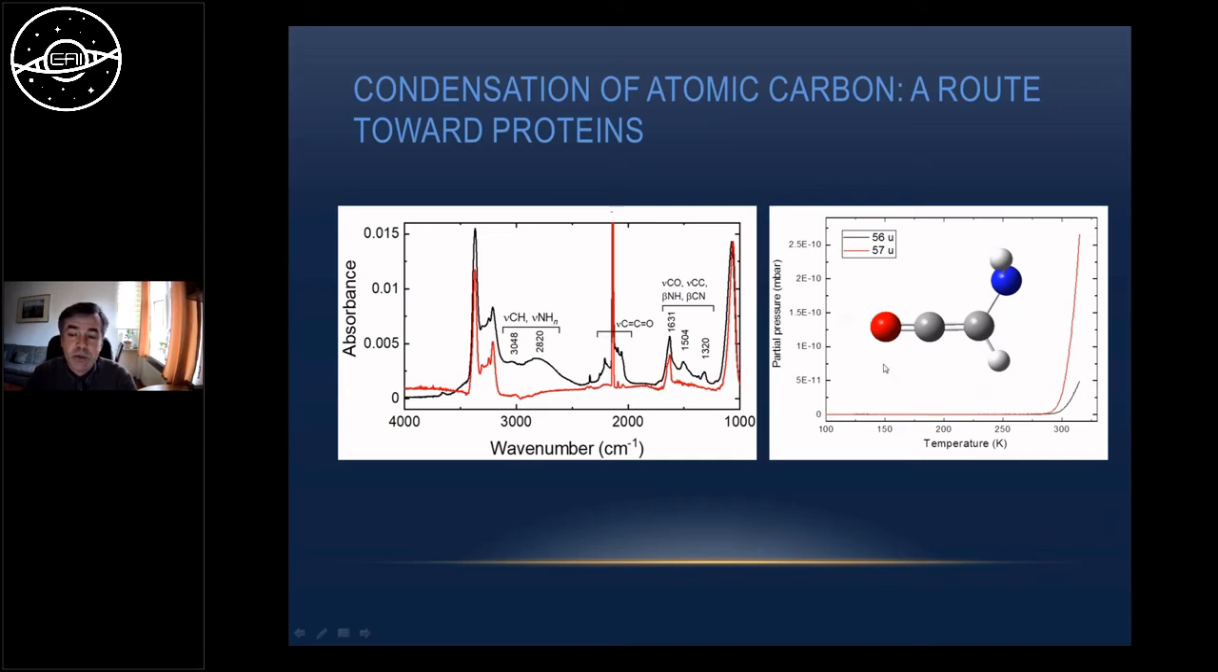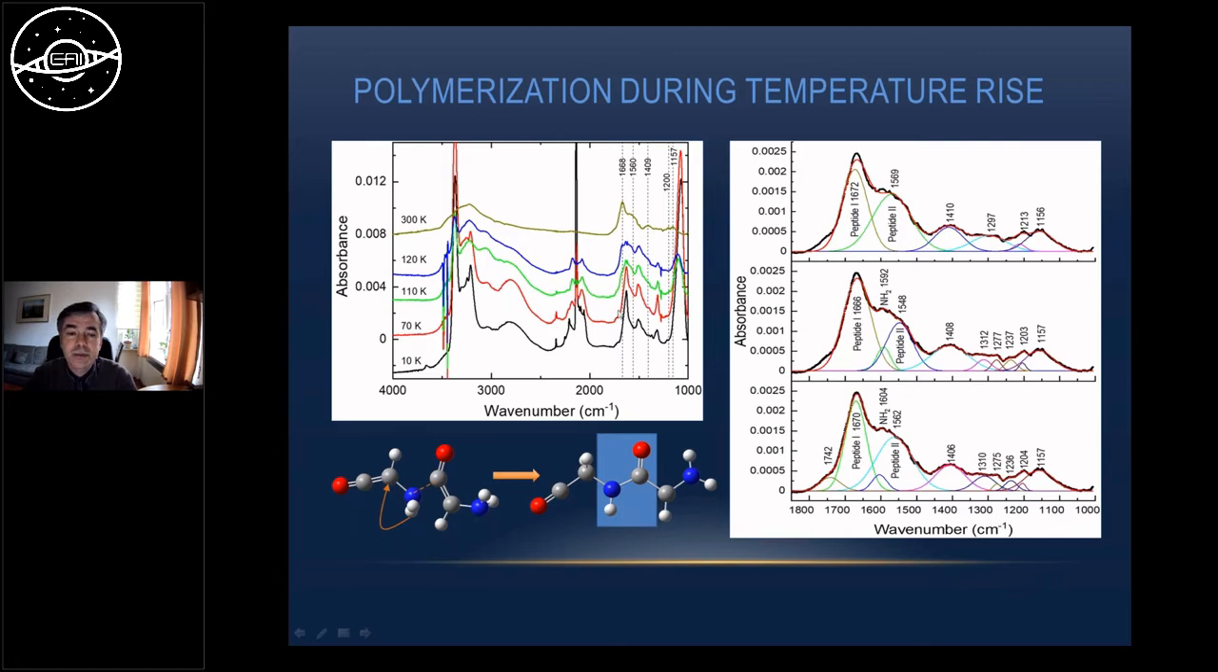Later, the formation of aminoketene was also confirmed by quadrupole mass spectrometry. When we start to heat our substrate, we could see the desorption of these molecules close to 300 K. But more interesting stuff happens when we start to slowly raise the temperature of our substrate. When ammonia starts to evaporate, we can also see a decrease of the spectral bands which belong to aminoketene molecules, and we see the appearance of a number of new bands which are marked here by the dashed lines.